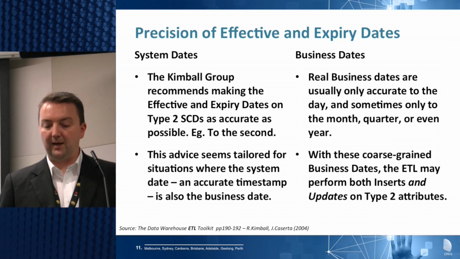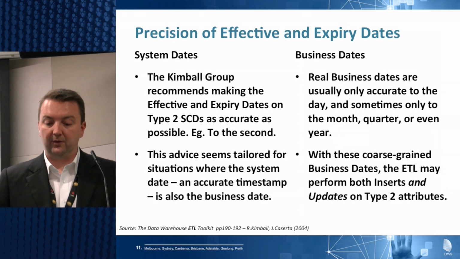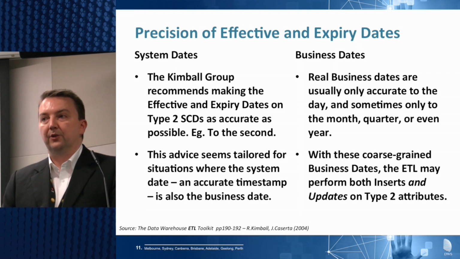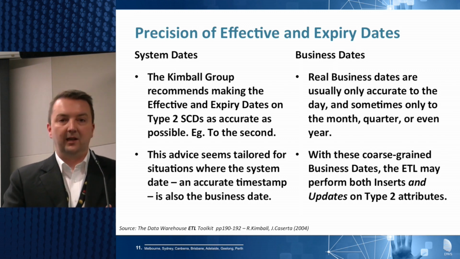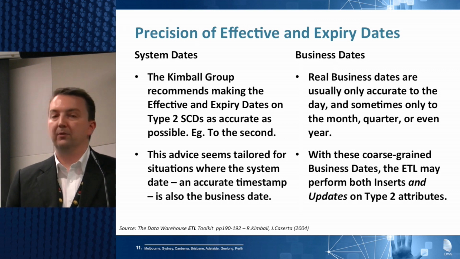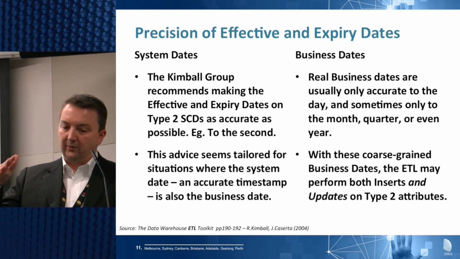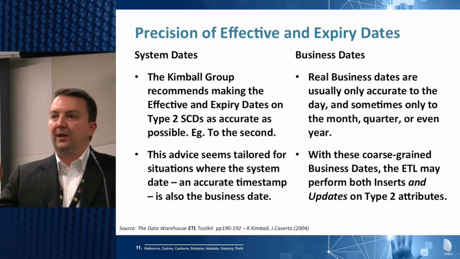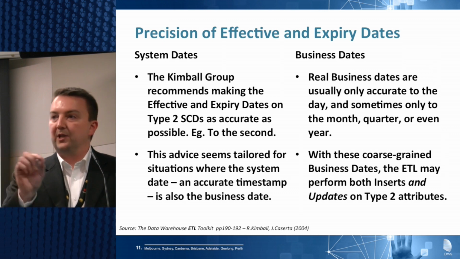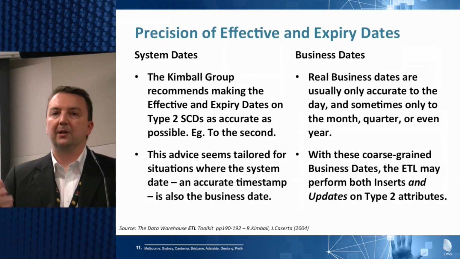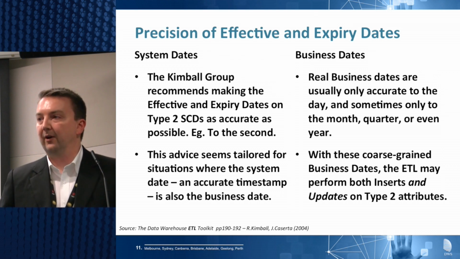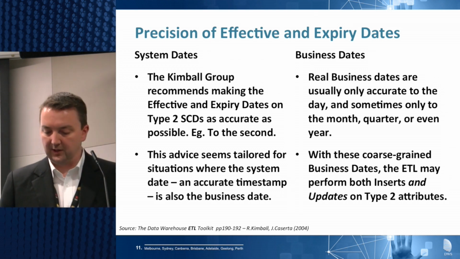So in the very simple case where our business date is only accurate to the day, if we've got a near real-time ETL and dozens or hundreds of updates coming in through the day, we're not going to end date the old, insert the new, end date the old, insert the new, and have a dozen rows in there that have the same effective and expiry date. We're just going to keep updating the current row. And that can happen, and will happen much more, if we've got even coarser granularity in our business dates.